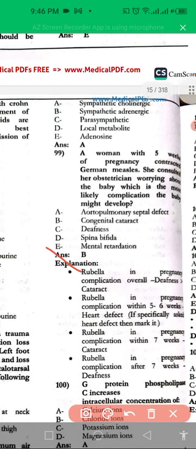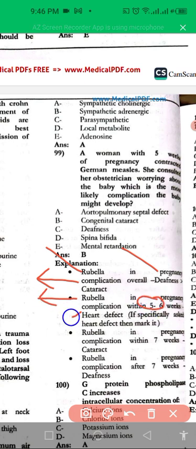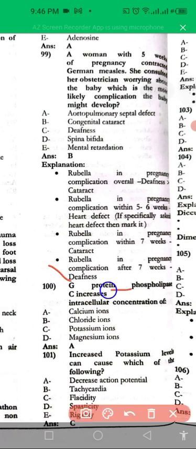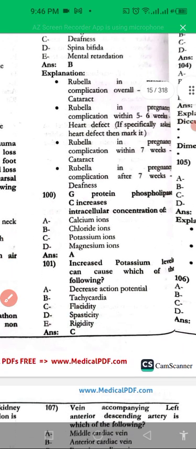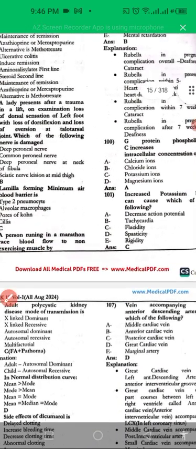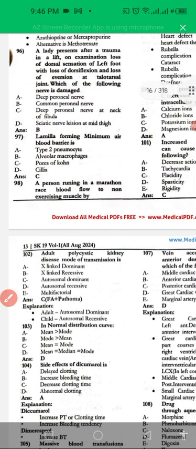measles caused by rubella in pregnancy. Congenital cataract and deafness can happen in pregnancy within 5 to 6 weeks. Heart defects are there. Rubella in pregnancy, complication at 7 months is cataract. So in this way we can look at this. Next one: G protein, phospholipase C, increases the calcium level. Increase in the potassium level can cause flaccidity.